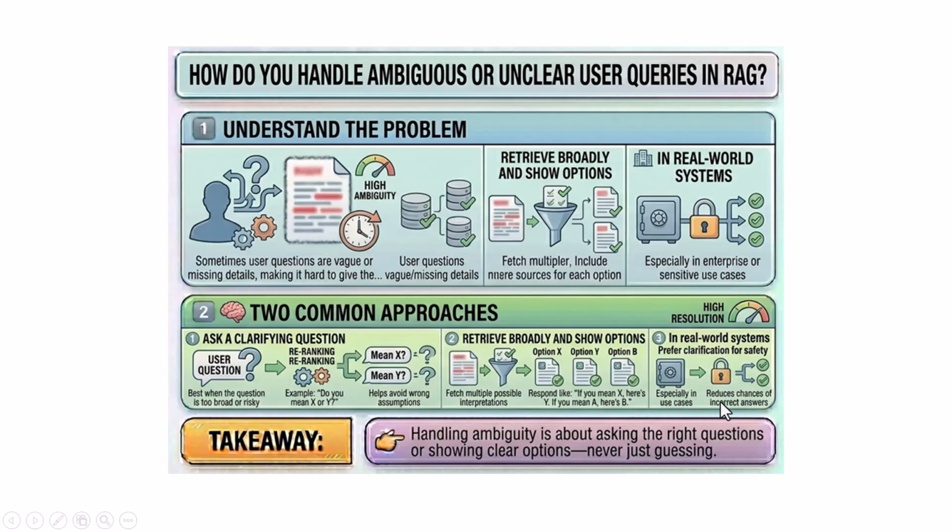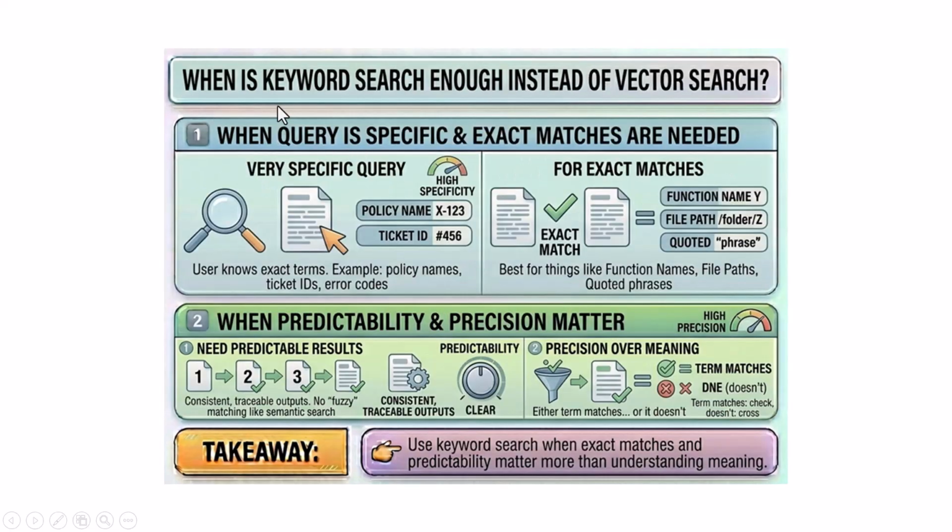This will reduce chances of incorrect answers. So the takeaway is handling ambiguity is about asking the right questions or showing clear options and never just guessing. Okay. Next one, when is keyword search enough instead of vector search?